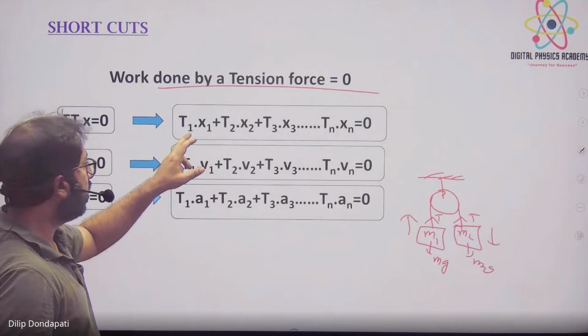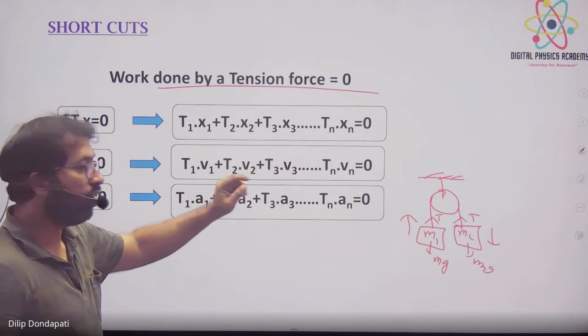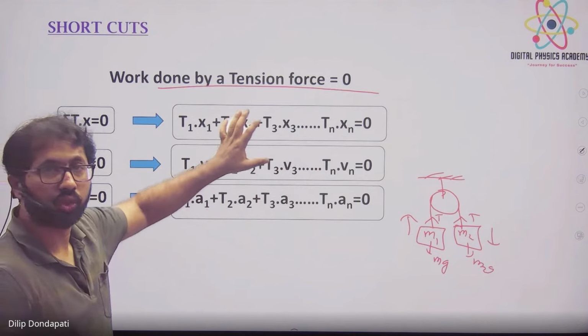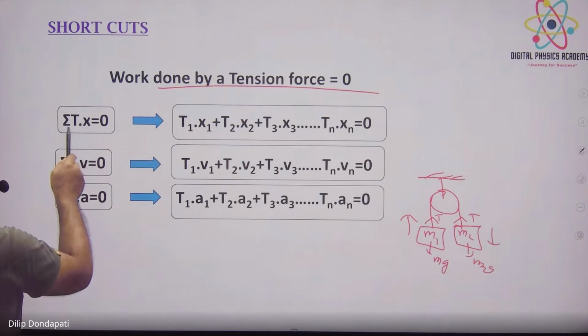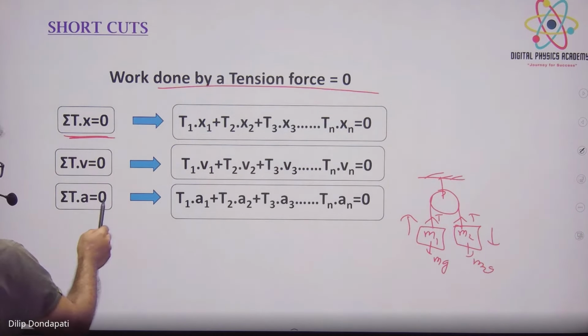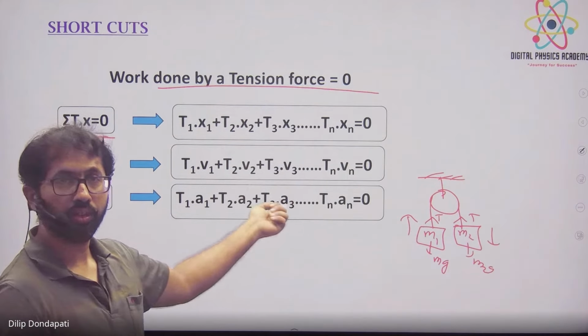Okay, and if I differentiate displacement, we'll get velocity, and if you differentiate velocity, it will give acceleration. How will you write it in short form? Sigma T dot x is 0, sigma T dot v is 0, and sigma T dot a is 0. What does sigma mean? Sum of the products. Write down: sum of the products.